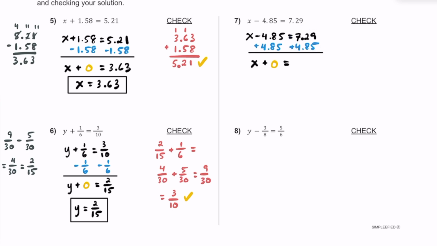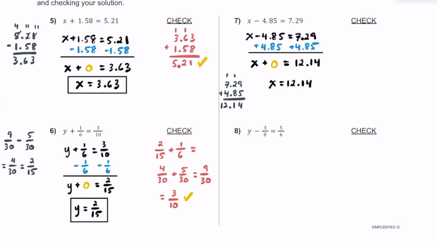So let's take this 7.29. Let's go ahead and add 4.85 to find out this answer here. Okay, so let's see, 9 plus 5 is going to be 14, carry the 1. This is going to be 11, carry the 1. And I believe this is going to be 12. So I think 7.29 plus 4.85 is going to be 12.14. And then we can use the identity property of addition and drop that 0 and just say x is equal to, we think, 12.14.